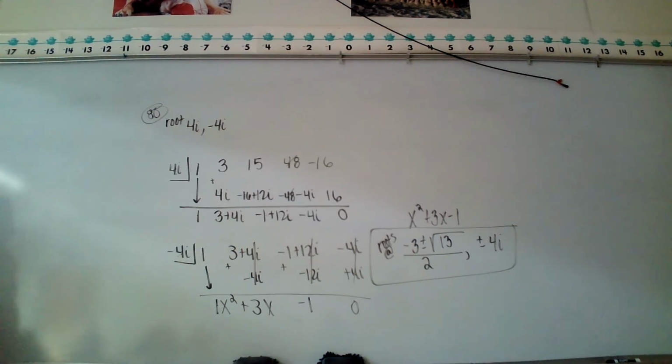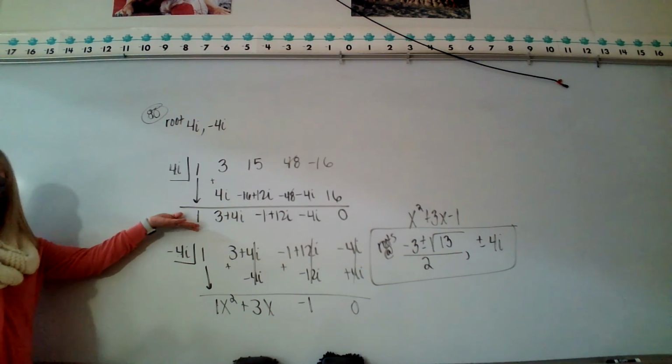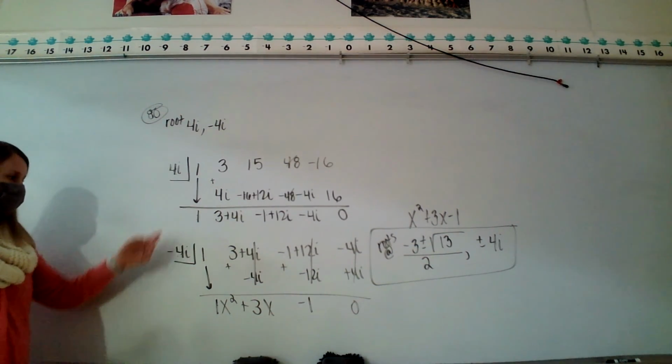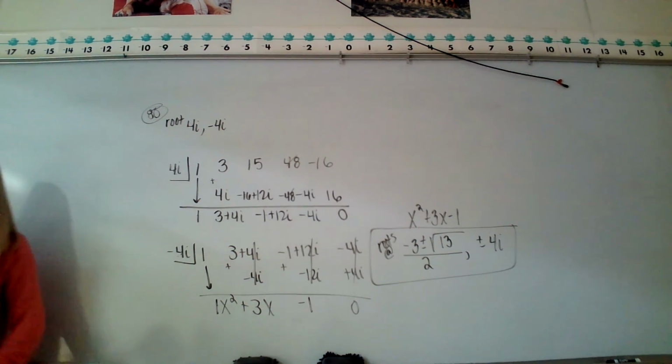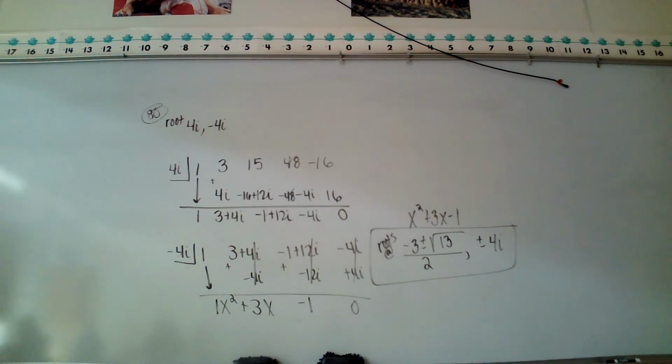And you can see if you just divide out 4i, that's not even helpful. This doesn't help us do anything. But once you divide out its conjugate, it gives you a nice polynomial that you can then find the roots for. So that finishes that up.